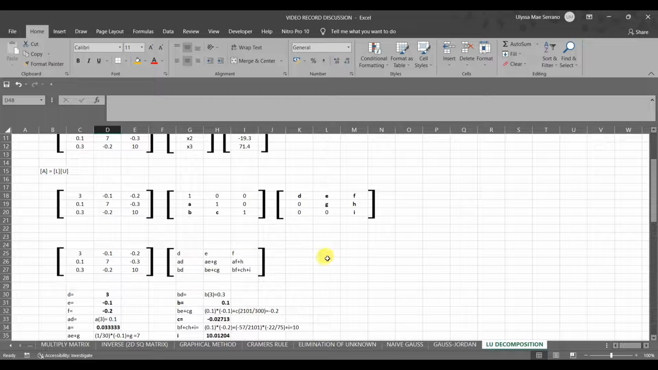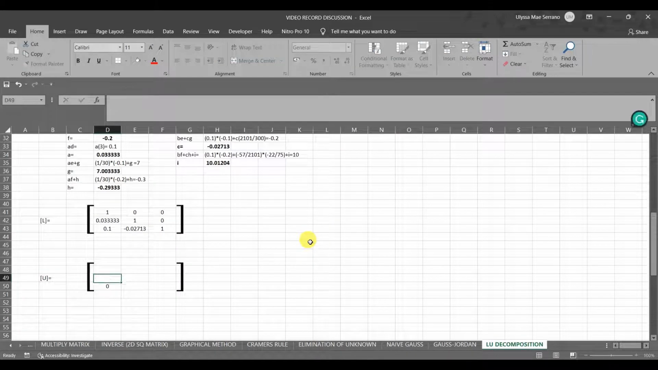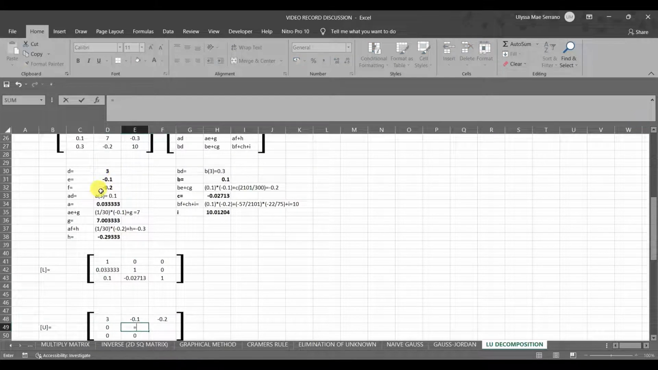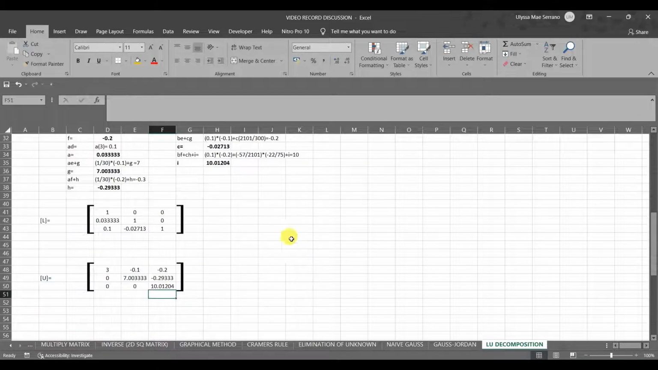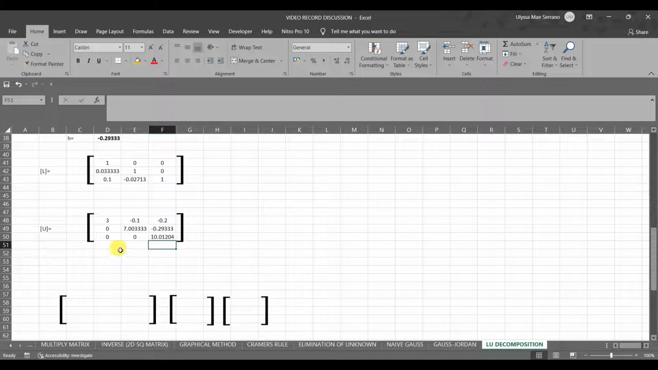And for upper, we have here D, E, F, G, H, I. So we have the lower triangulation as 0. So for D, E, F, and G, H, and this will be for I. So this is the matrix representation of upper.